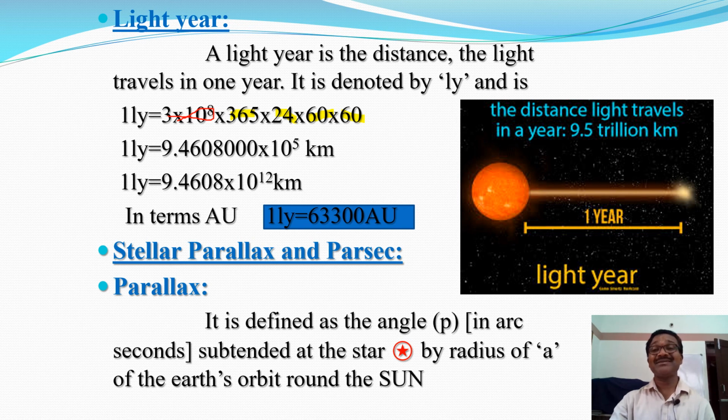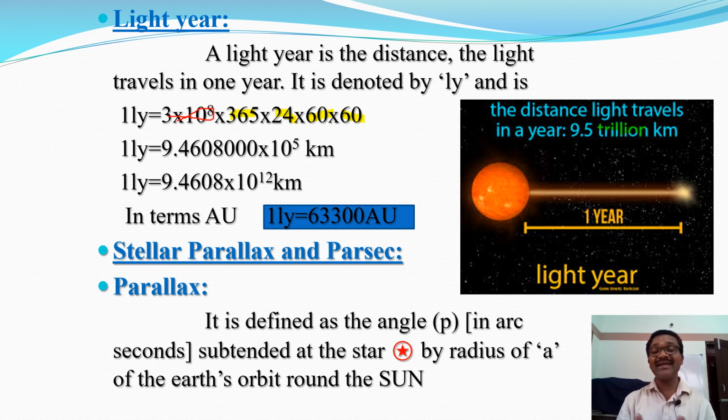That means, look at this small picture on the right side: the distance light travels in a year is 9.5 trillion kilometer. Trillion is nothing but a very large number, that means 10 raised to 12. That is the value of the trillion. It is the 1 light year.